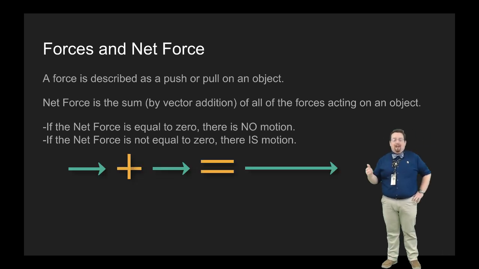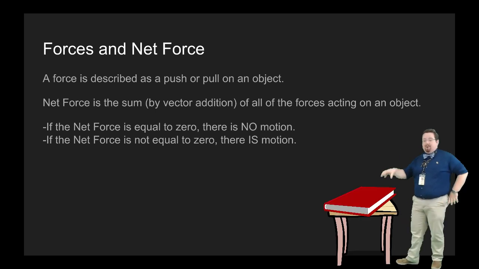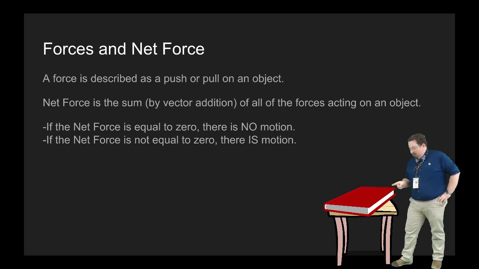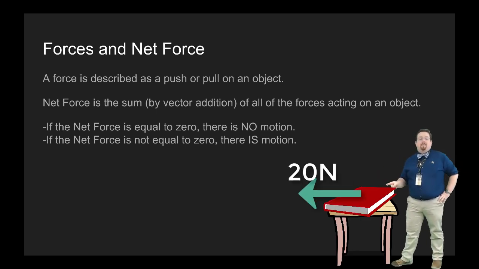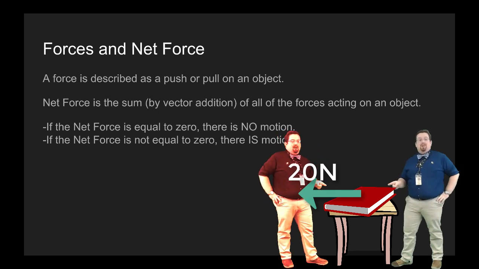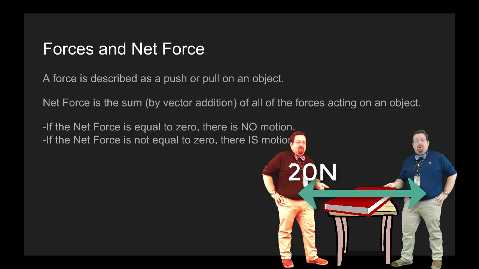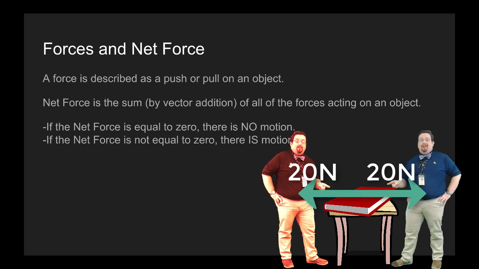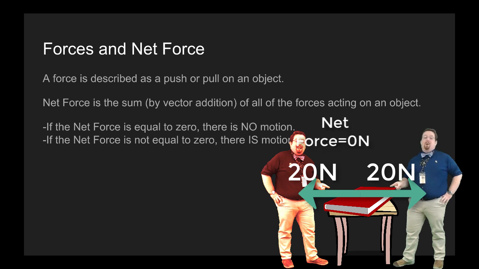So for example, if I have a table with a book on it, and I am pushing on that book with 20 newtons of force, and my evil twin is also pushing on the book with 20 newtons of force, but in the opposite direction, we have two vectors pointing opposite ways, 20 newtons each. Since they're opposite ways, they cancel each other out. That gives us a net force of 0 newtons, so the book's not going to move.